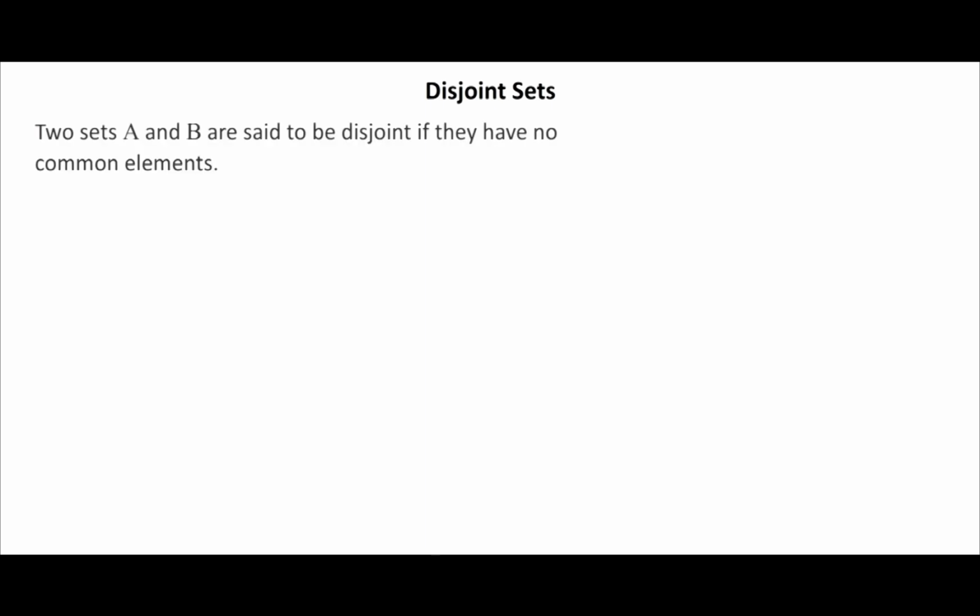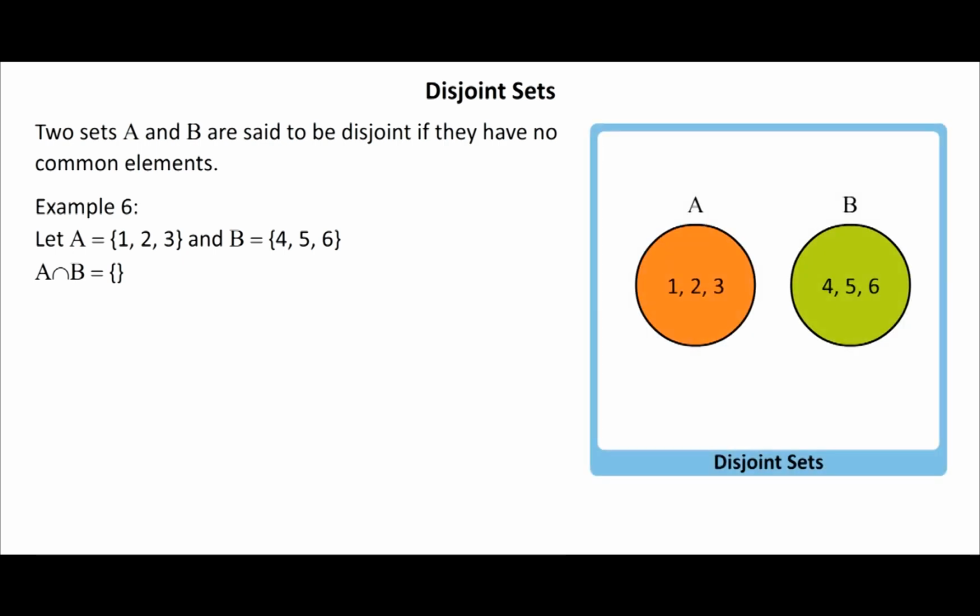Disjoint sets. Two sets are said to be disjoint if they have no element in common. In other words, disjoint sets are sets whose intersection is the empty set. Let us see an example. Let A contain 1, 2, 3 and B contain 4, 5, 6. Look at the Venn diagram. There are no common elements between sets A and B. Hence, the sets A and B are called disjoint sets.